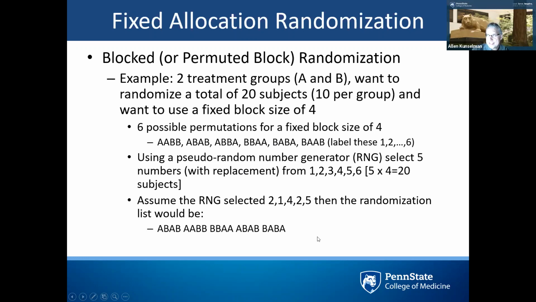So at the end of the study, your list will be: the very first person will get an A, the second person will get a B, up to the 20th person, who will be assigned treatment A. And what you can see is that each of these blocks is balanced. There are 2 A's and 2 B's in each of these blocks of size 4. So at the end of the study, we have a balanced design of 10 A's and 10 B's. So we avoid that possible mismatch with simple randomization.